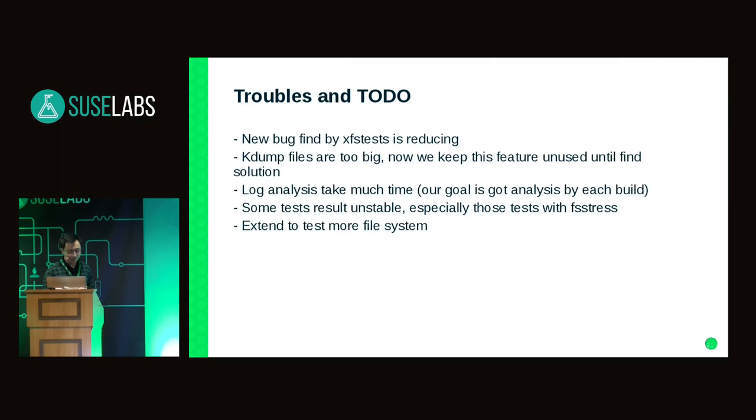And some tests are still unstable. Around 2 or 3 tests in a run will fail falsely, especially those under fstests. This part is really tough for me, and I need to look into it. And the last is that we need to extend the test coverage to more file systems. From my point of view, for the moment I only test XFS and BtrFS.